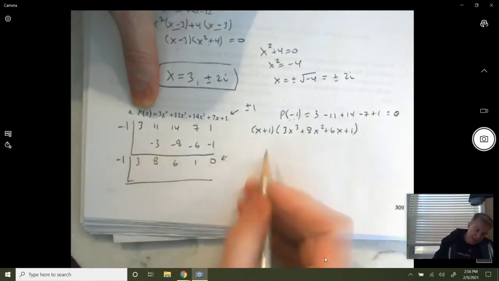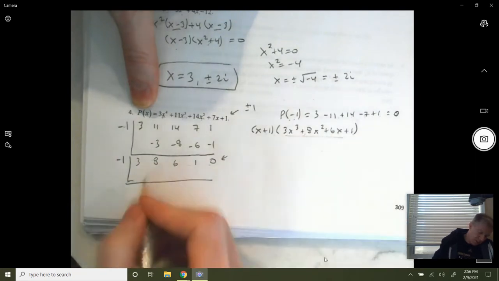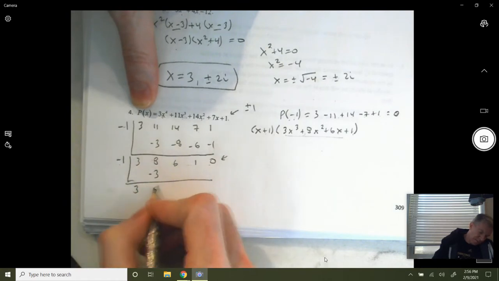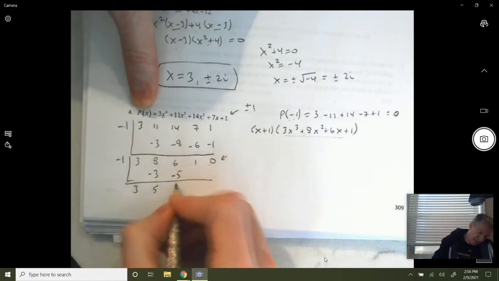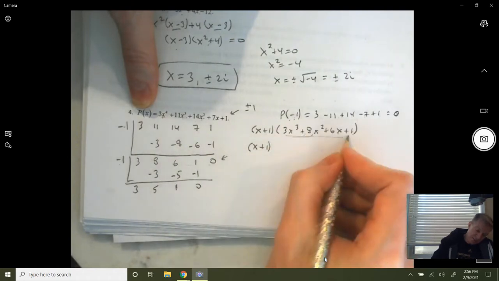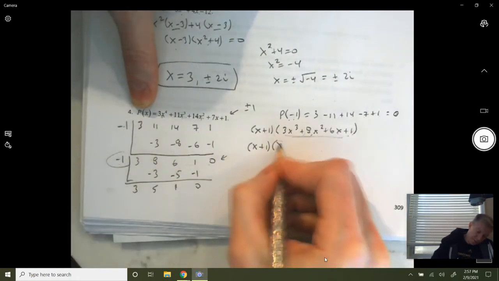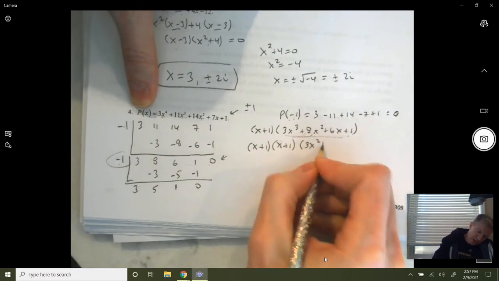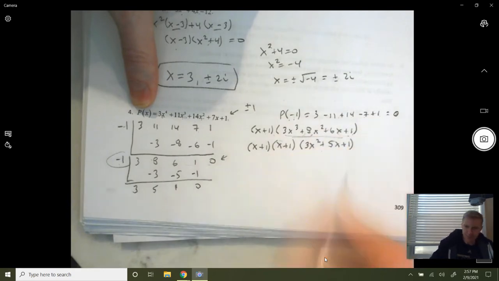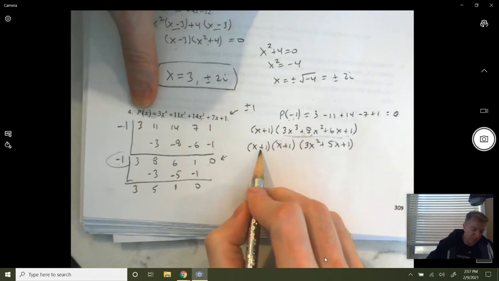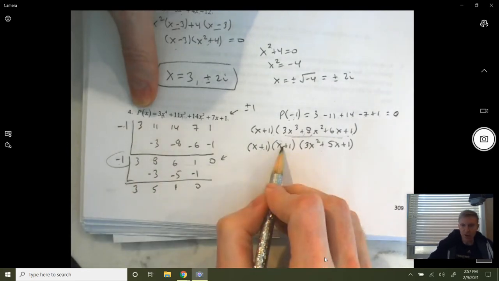So we can divide this thing by x plus 1. Bring down the 3, multiply by -1, add, multiply, add, multiply, and we get 0. Okay, so this thing divides evenly by another x plus 1. And what's left is 3x squared plus 5x plus 1. Okay, so we know we've got a double zero. There's going to be a bounce if we were to graph this thing when x is -1.